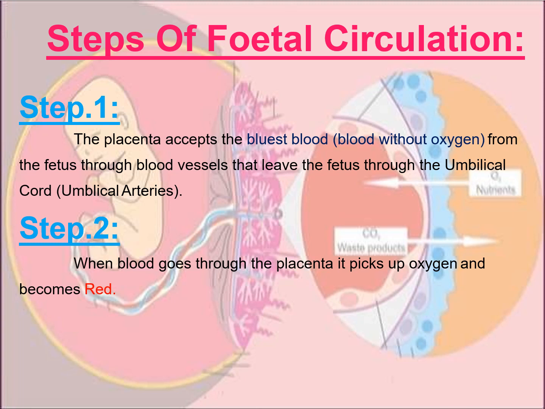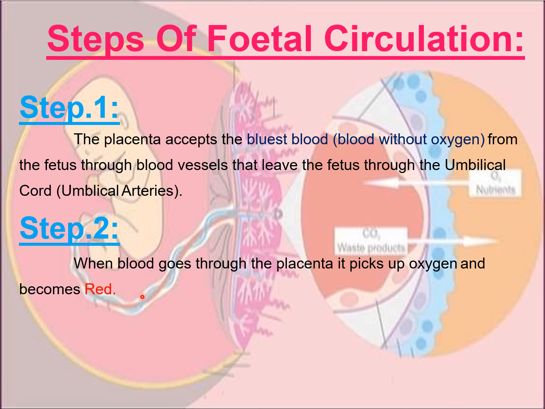I have already explained the fetal circulation, but now once again I will tell it step by step. In the first step, the placenta receives the impure blood, that is blood without oxygen. For easy understanding, we are calling it the bluest blood, because it is coming through the blue colored vessels in the picture. Blood without oxygen comes through the umbilical arteries, then to the umbilical cord, and it gets supplied to the placenta. So the placenta is getting deoxygenated blood from the fetus through the umbilical arteries. That is the first step.